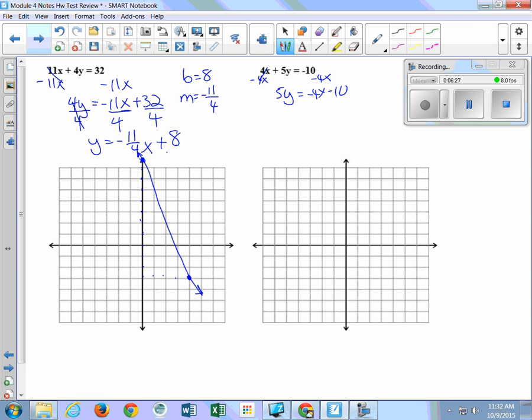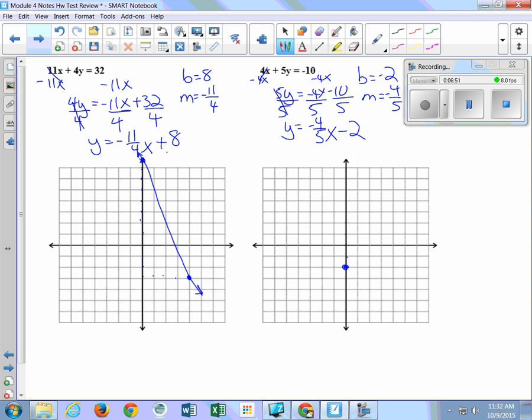Then I'm going to divide by 5 each term. So y equals negative 4 over 5x minus 2. b equals negative 2. m equals negative 4 over 5. I'll go to negative 2. Count up 1, 2, 3, 4, 5.